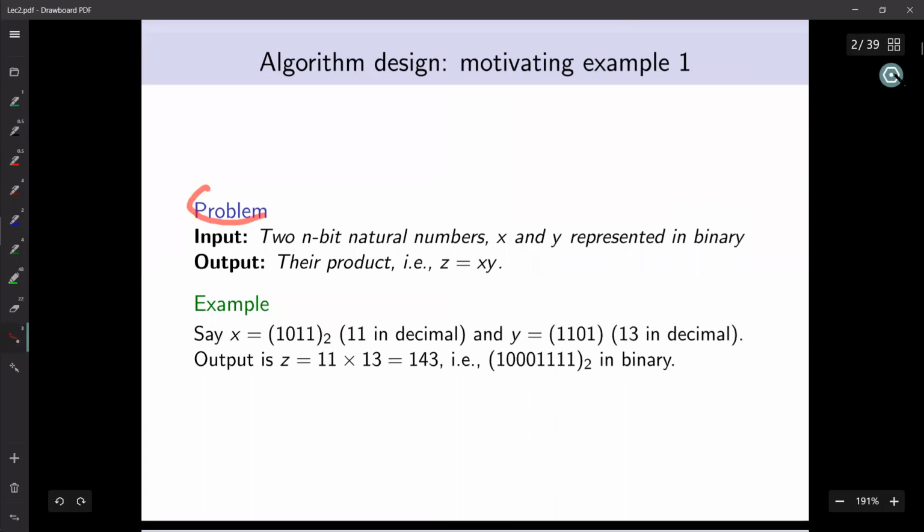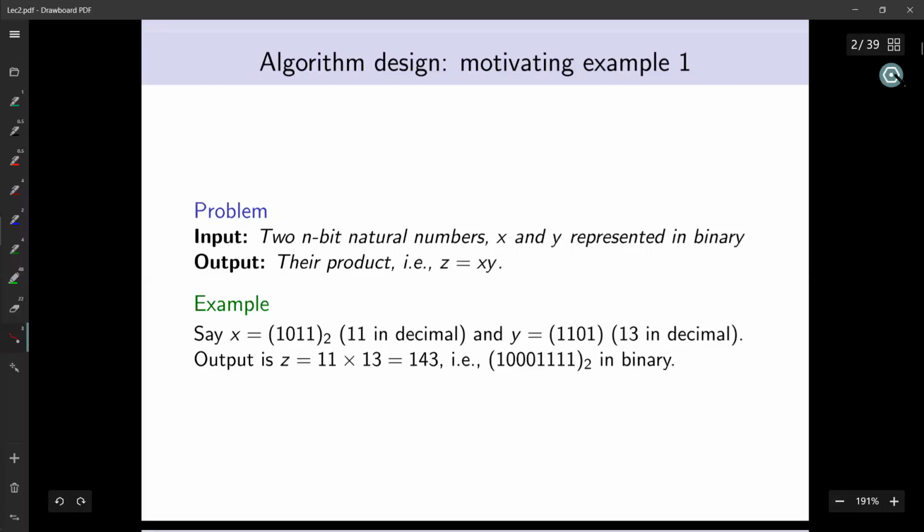In this course, when we say problem, it always comes with an input-output specification. Here the input is two n-bit natural numbers, let's call them x and y. The output should be their product, that is z, where z is the product of x and y. We'll assume that x and y are represented in binary, so they are n-bit natural numbers.